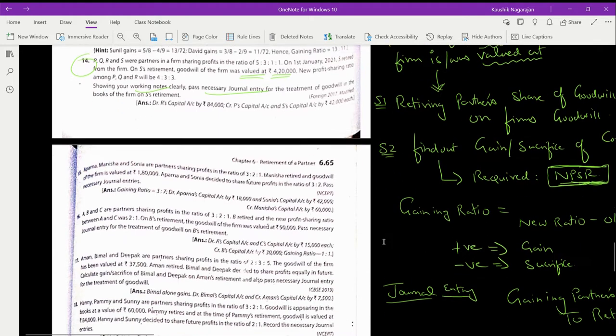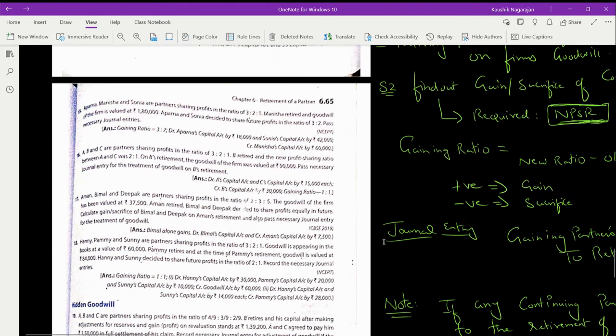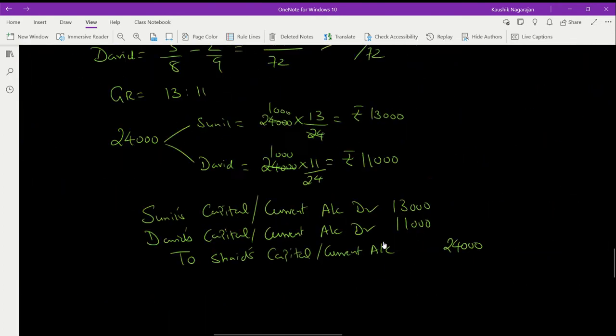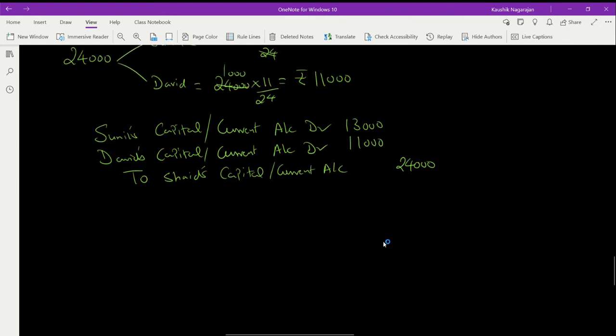Fine. Now, one more problem, because the remaining problems all belong to the same category. The last problem which we are going to discuss now is problem number 18. Look here. Hammy, Pammy, and Sunny. There are three partners by name Hammy, Pammy, and Sunny. So, problem number 18. I'm just going to work it out here.